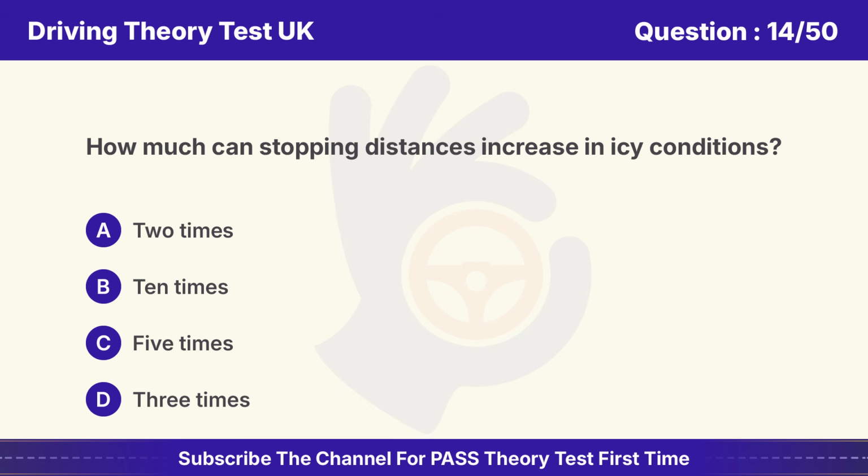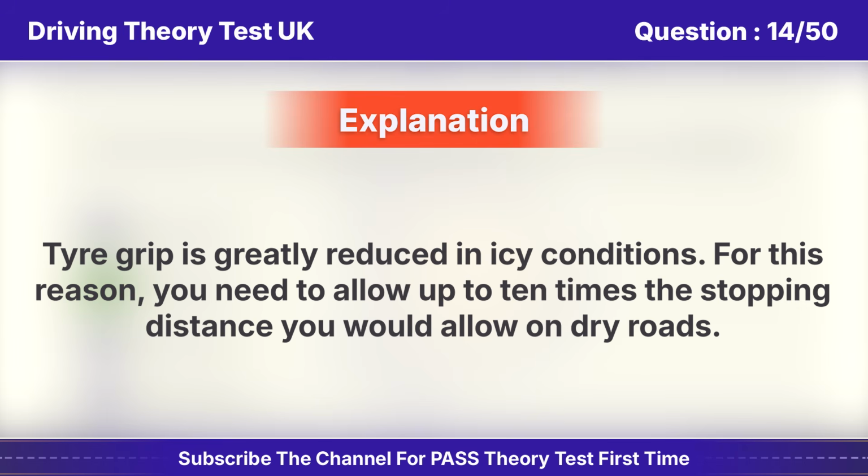Question 14. How much can stopping distances increase in icy conditions? Answer is B. 10 times. Tire grip is greatly reduced in icy conditions. For this reason, you need to allow up to 10 times the stopping distance you would allow on dry roads.